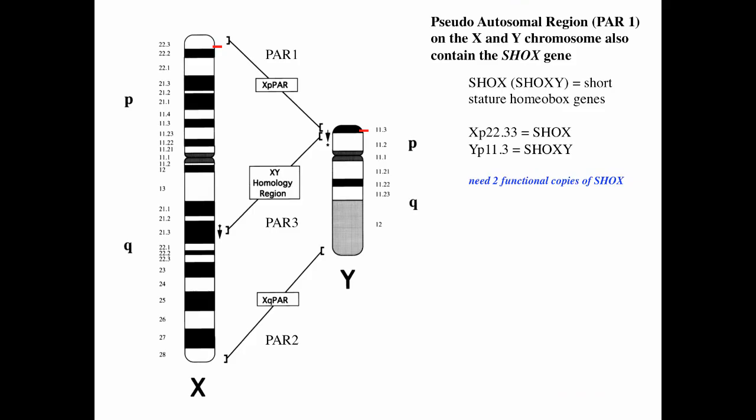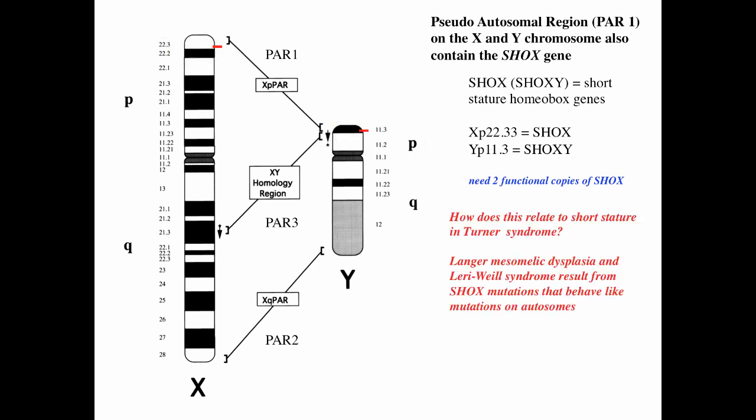The pseudoautosomal region 1 on X and Y chromosome also contain genes called the SHOX genes. The SHOX genes stand for short stature homeobox genes. So there's the SHOX genes on the X chromosome, and there's the SHOX Y gene on the Y chromosome. And this just shows their chromosomal locus. You need to have two functional copies of the SHOX genes for normal height.